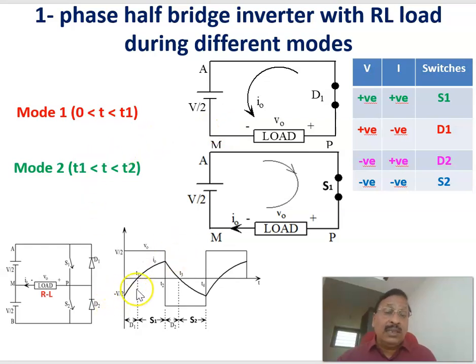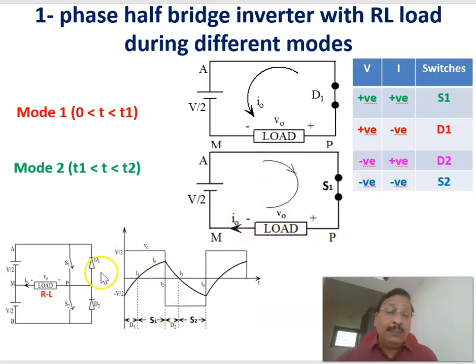The second mode, from T1 to T2, you can see positive voltage and positive current. That is possible only when S1 is switched on. Here the current will be like this. Similarly, the voltage is plus here and minus here. For that, the equivalent circuit is like this. V by 2 is the voltage here, and here the voltage is equal to V by 2 when S1 is switched on, and similarly the voltage is equal to minus V by 2. Therefore, this is the voltage and this is the current.